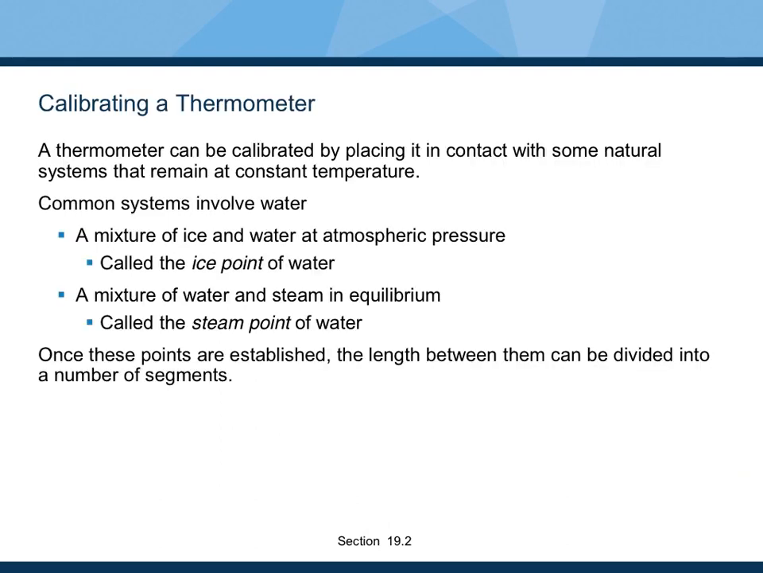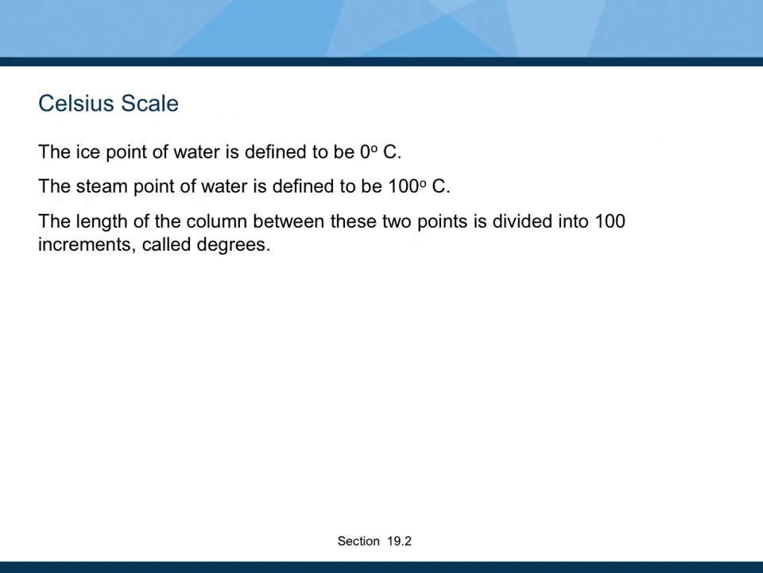To say an object is at a certain temperature, we need to define a temperature scale with some fixed points that remain at constant temperature. A thermometer can then be calibrated using that temperature scale. A commonly used temperature scale is the Celsius scale. The ice point of water is defined to be 0 degrees Celsius, and the steam point of water is defined to be 100 degrees Celsius. Between these two points, we then divide it into 100 increments, called degrees.